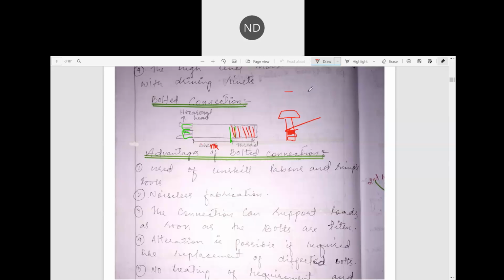Once your plate is joined, suppose these two plates are to be joined here in this connection. So once this bolting is done here, it's okay.